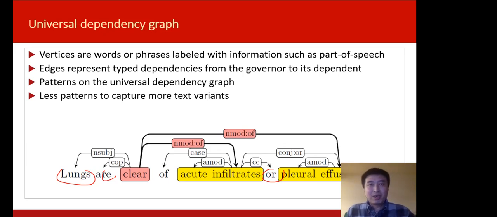Otherwise, if we use a regular expression, this task is quite a challenge. If we want to detect whether the pleural effusions is negative or not, we need to skip the words between clear and pleural effusions, and we don't always know how many words we need to skip in the sentence.